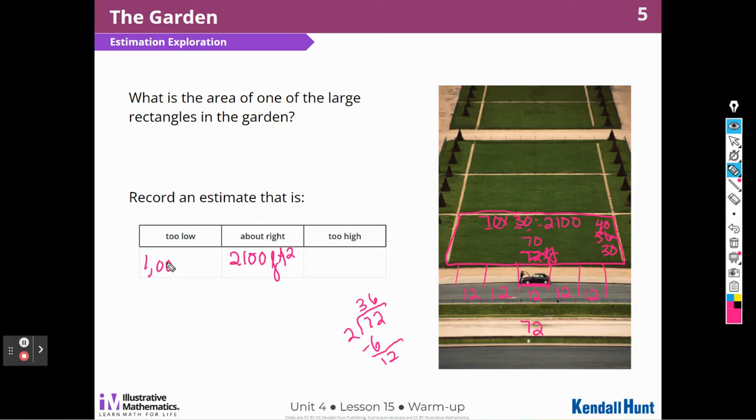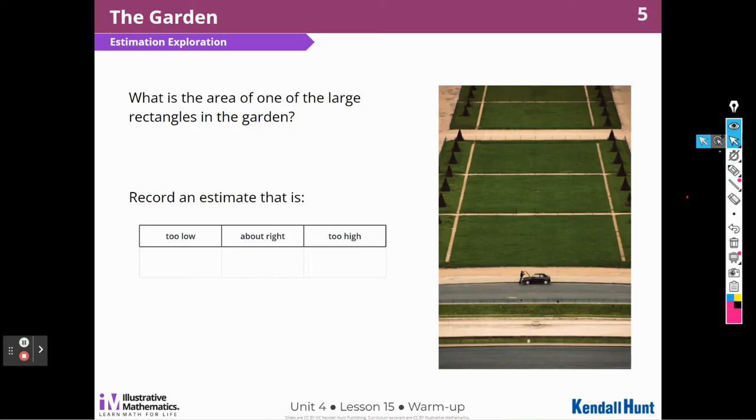1,000 feet squared, or square feet. And too high, 20,000. That would be too big, right? Feet squared. So we're just estimating, right? We don't have exact measurements. But do you see how I could use the length of the car, and split up this length to help me figure out what a good estimate would be? All right. Again, yours might have been different from mine, but that's the way I thought about it. Let's get into our next activity.